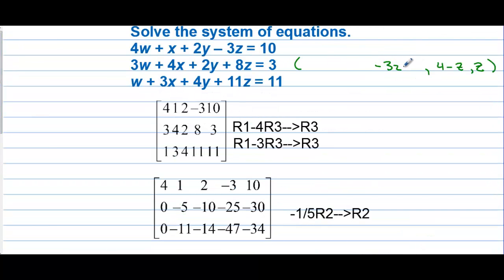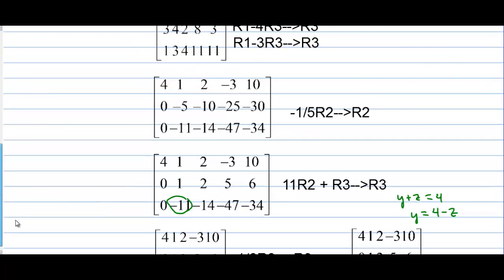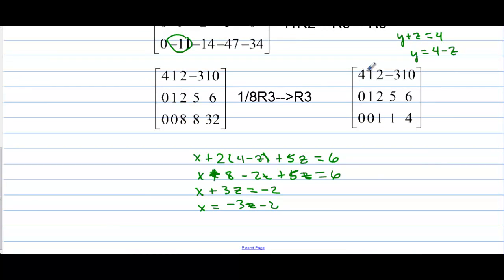Negative 3z minus 2. And finally, we got to get the w. So the w is sitting right there. So we have 4w. And then we need plus the x. So plus negative 3z minus 2. Plus 2 times the y. And the y is 4 minus z. And then finally, minus 3z should be equal to 10.